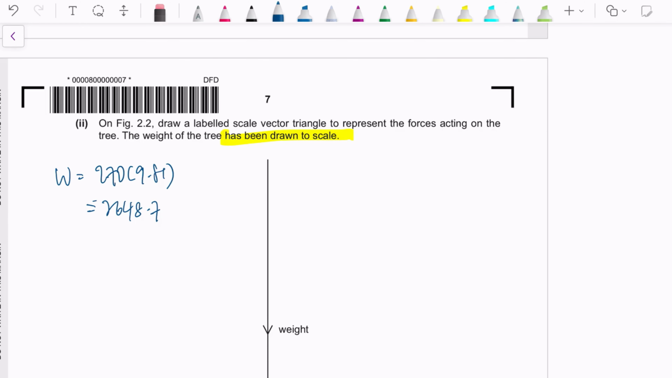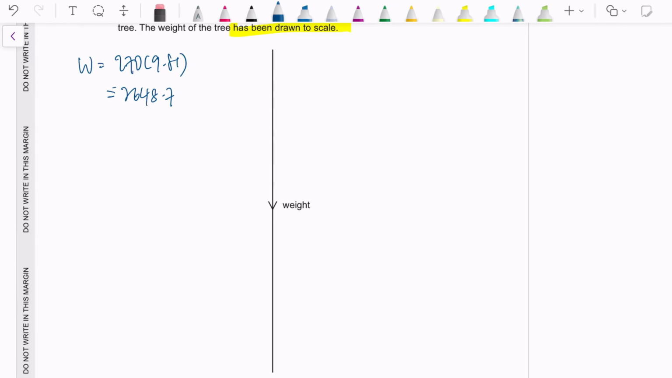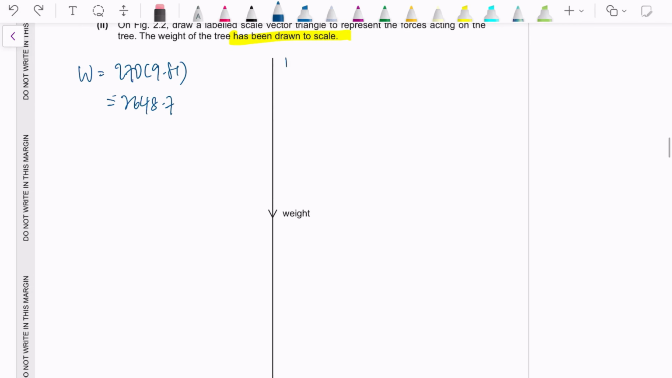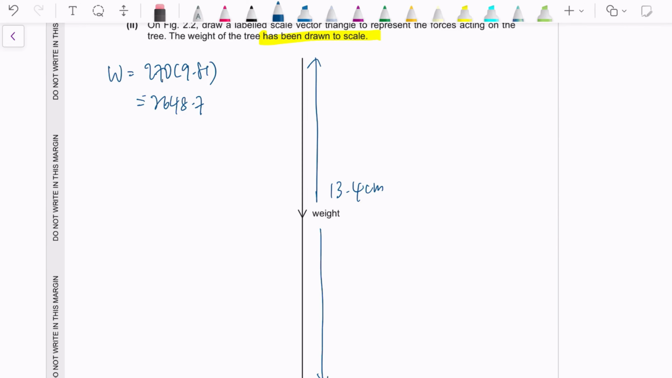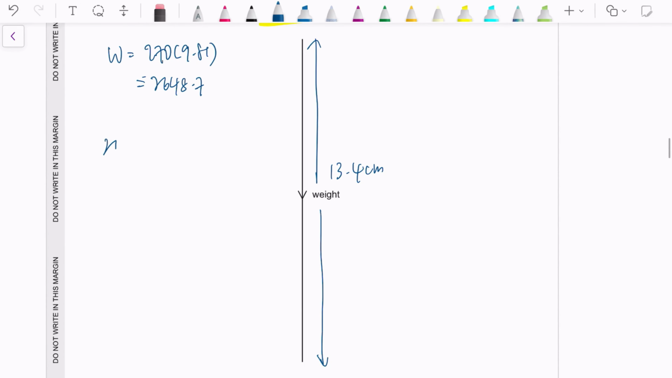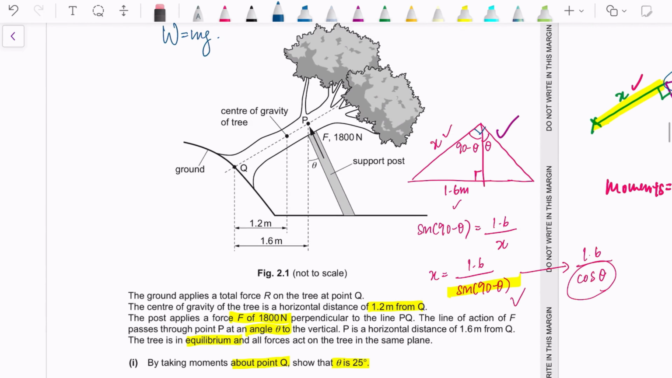which is 2648.7, right? So what you have to do is, you go and take your ruler, and you measure this length. What is this length of the weight given? And when you measure it, you ideally should get around 3.4 cm, plus minus around that. Not 3.4 cm, 13.4 cm. So if 2648.7 Newton gives you 13.4 cm, then you have a force here, right?